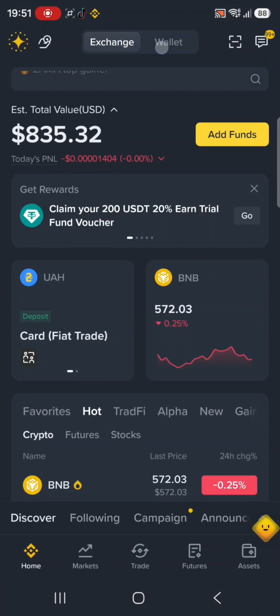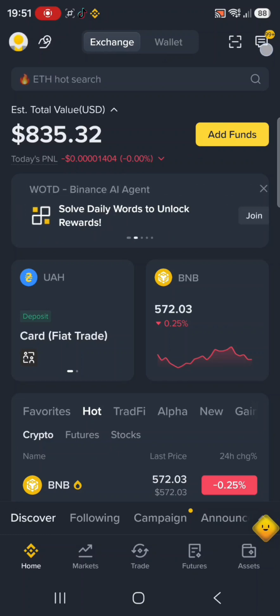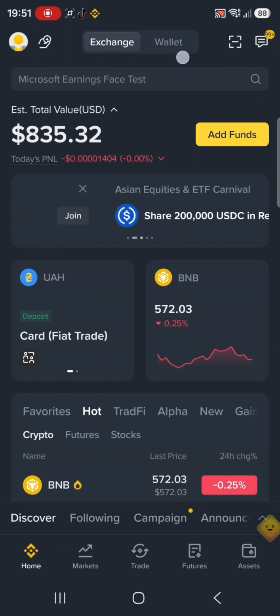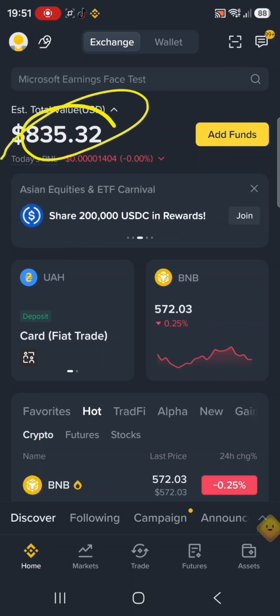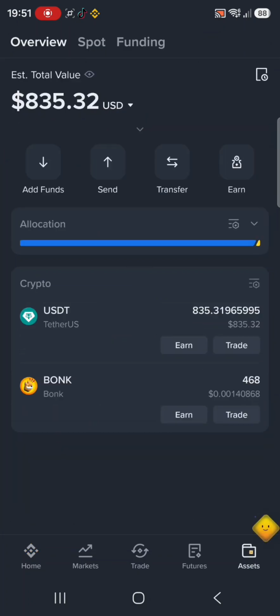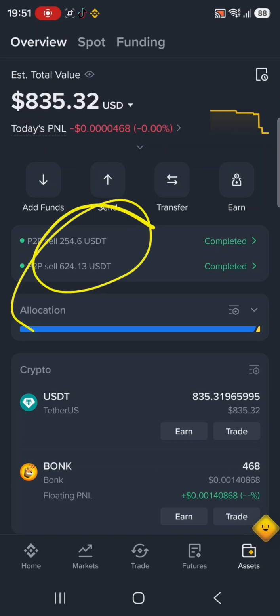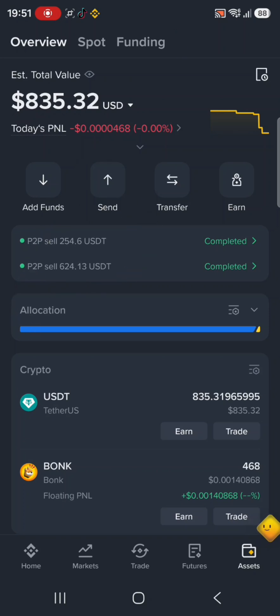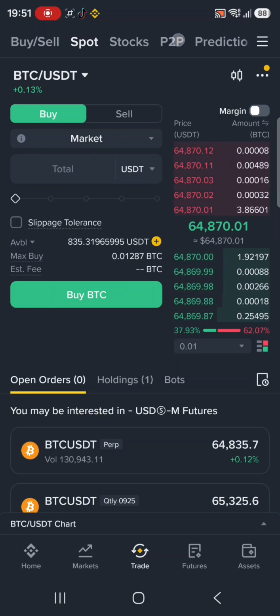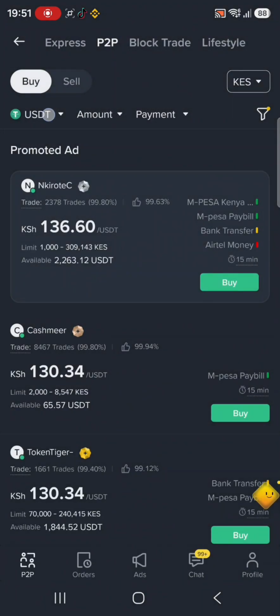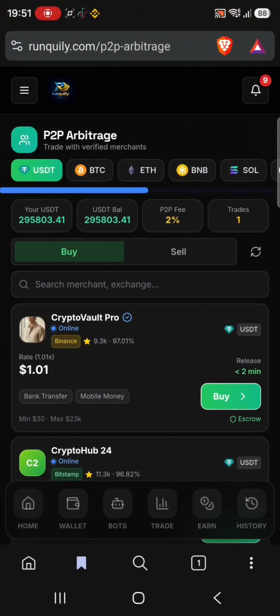So we've bought 859 on Binance and we want to sell them on Ranquilly for us to make profits. So you can see we have 835 USDTs and today we were just withdrawing. You can see it was only P2P that we were doing, that is selling now to our local currency after making some profits, and that is actually done via P2P. You can sell your assets here. So we funded our Ranquilly.